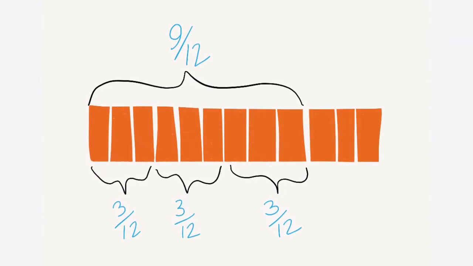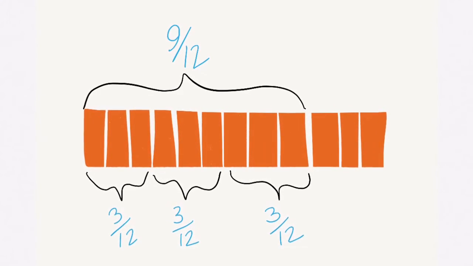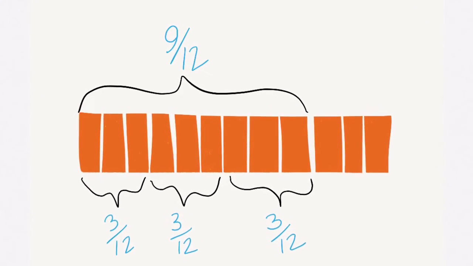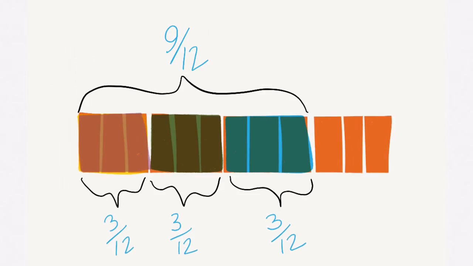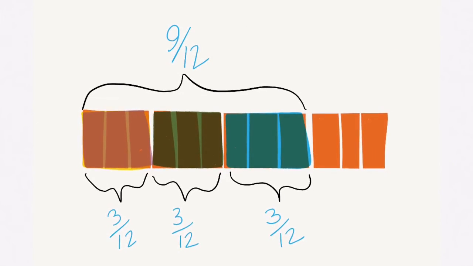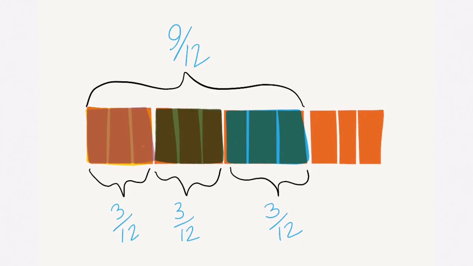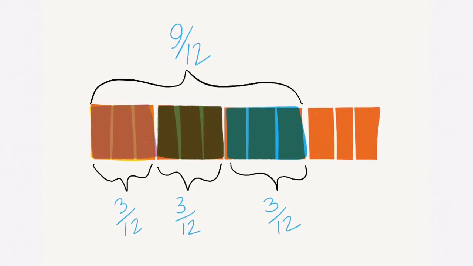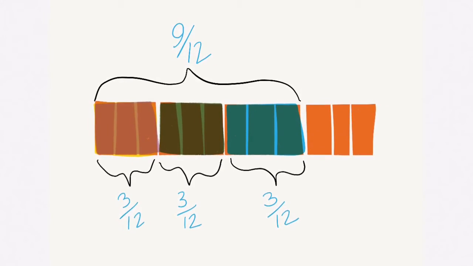And we're wanting to know how many of 3/12 there are. So I can capture 3/12, and there's another 3 and another 3. And so we realize that there are 1, 2, 3 groups. 3 groups of 3/12 inside of 9/12.